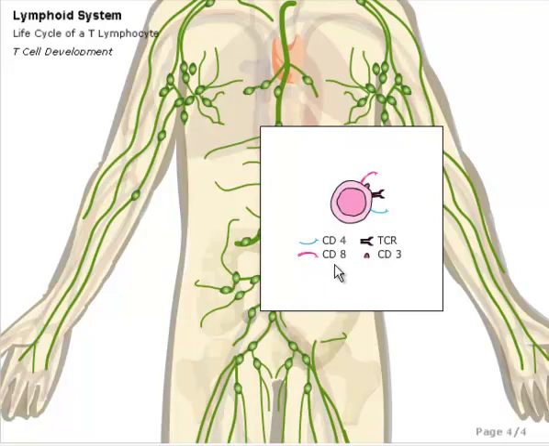Once it gets into the thymus, it has the ability to become either a mature CD4 or a CD8 T cell, and these are determined by the receptors that lie on the surface of this cell. So you can see there's a CD8 marker and there's also a CD4 marker, and then there's some additional proteins that get expressed on here. There's going to be a CD3, and the TCR is the T cell receptor, and this is probably one of the most important components of the T cell.